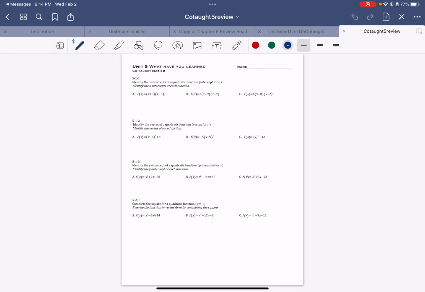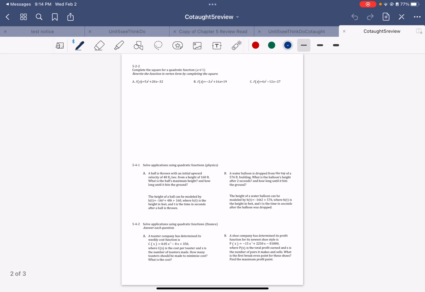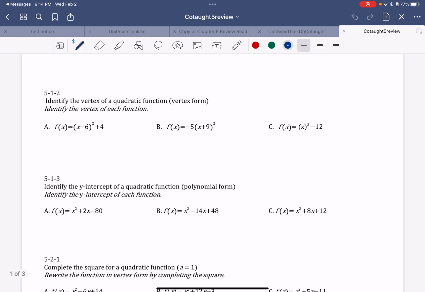All right, I'm going to go over the review for Unit 5. It's 2 pages, or 1 page front and back. Here's the front. Here's the back. So let's go ahead and get started.